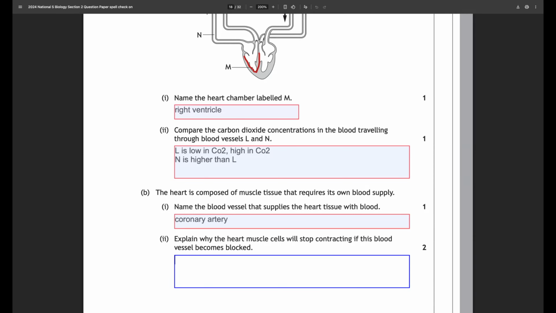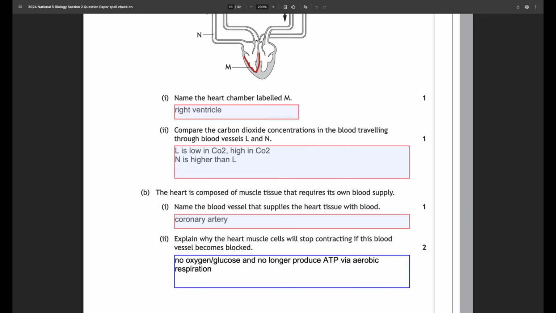Explain why the heart muscle cells will stop contracting if this blood vessel becomes blocked. Well, if the blood vessel becomes blocked, the heart cells are going to get no oxygen or no glucose for that matter, and therefore will no longer be able to produce ATP via aerobic respiration.